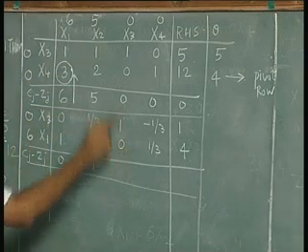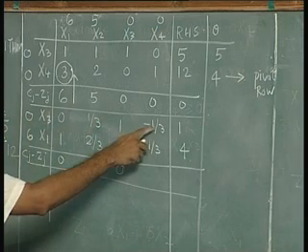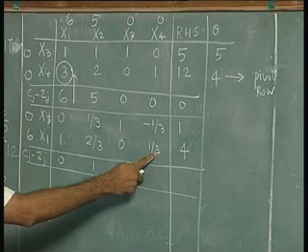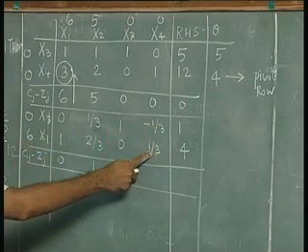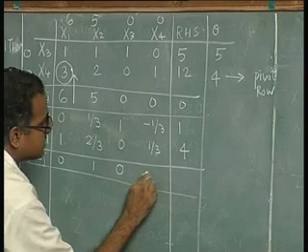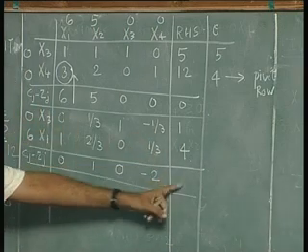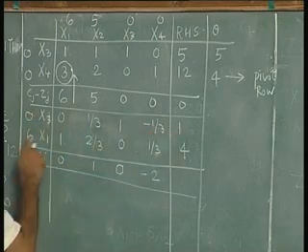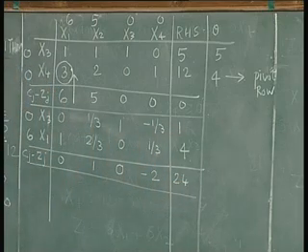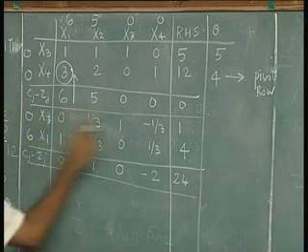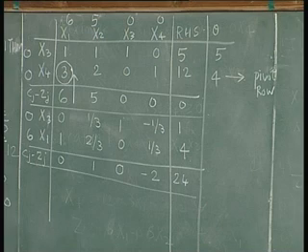0 into 1 plus 6 into 0 is 0, 0 minus 0 is 0. 0 into minus 1 by 3 plus 6 into 1 by 3: 0 into minus 1 by 3 is 0, 6 into 1 by 3 is 2, 0 minus 2 is minus 2. And here we simply multiply the values and write it, 0 into 1 plus 6 into 4 is 24. So we now have a solution, x3 equal to 1, x1 equal to 4, z equal to 24.